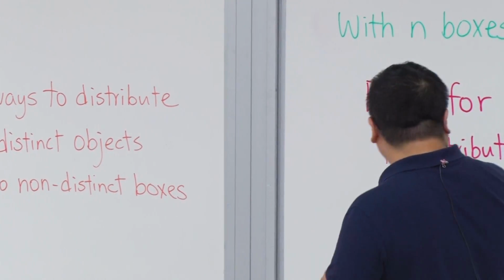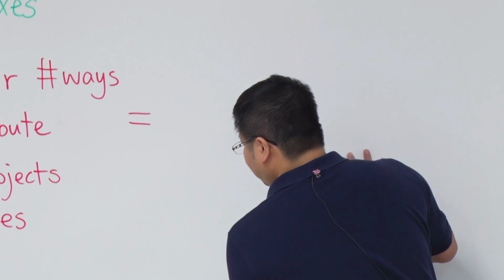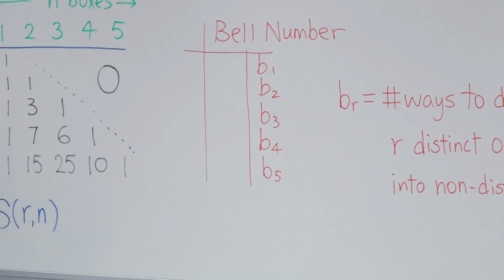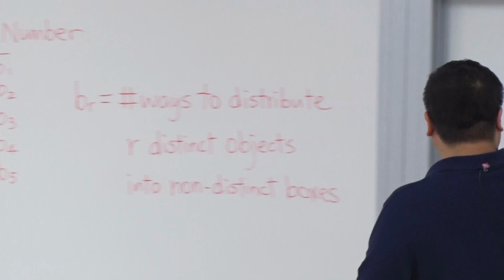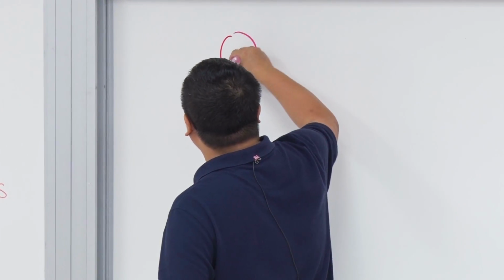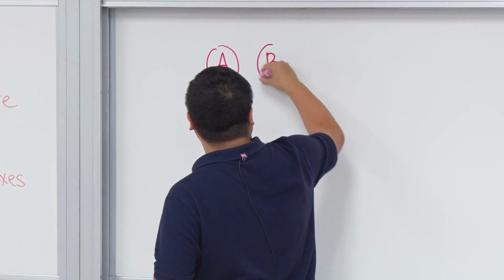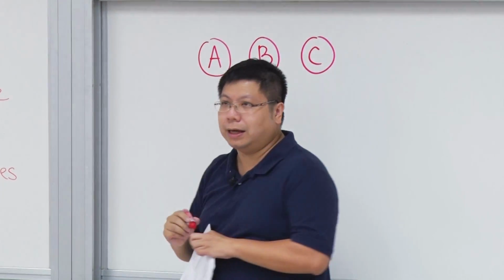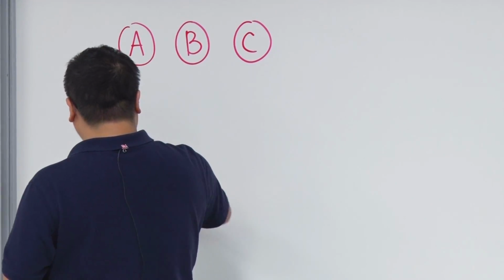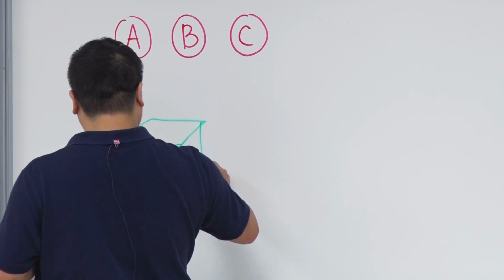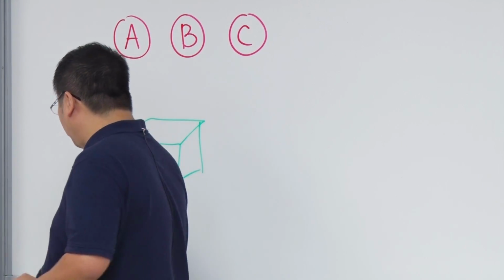So for instance, let's say we have 3 objects, A, B, and C. So one way is to put A, B, C in one box. So this is one way.